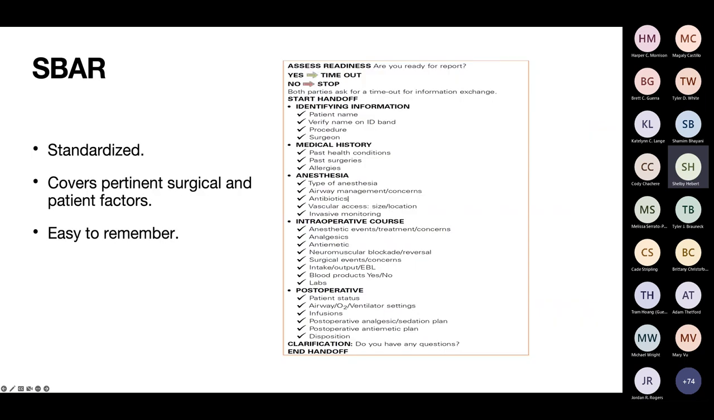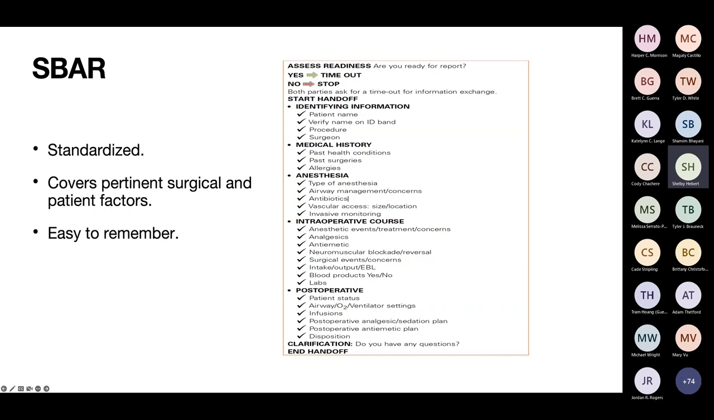Just like you had SBAR when you were in the ICU, you can have SBAR going to PACU. One of the important things is to make sure they're actually listening. You'll see there are two hard stops here. Are they ready to listen to report? Yes or no. If not, then either get their attention or wait until they're ready. And on the back end, after you've finished everything, I close out with, do you need anything else? Do you have any questions? But this takes you through things step by step.